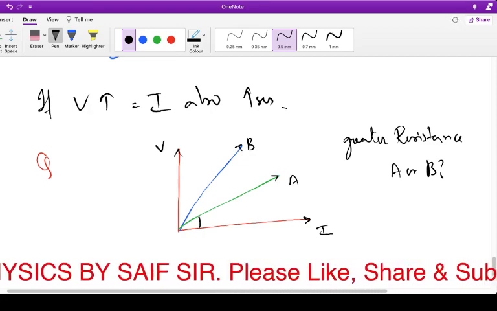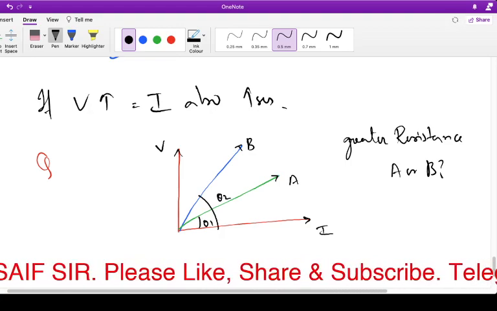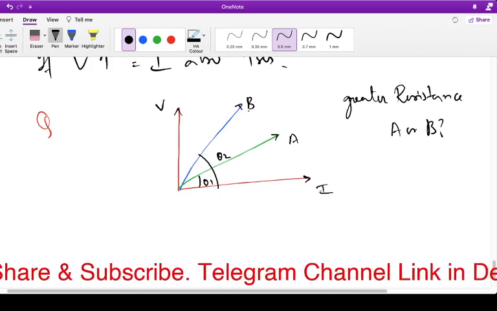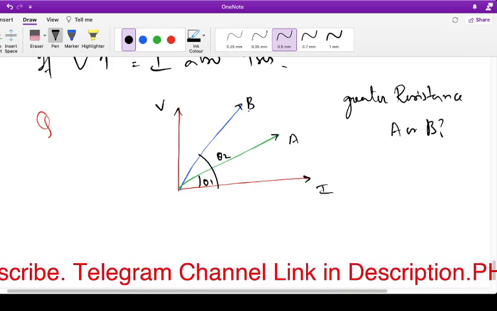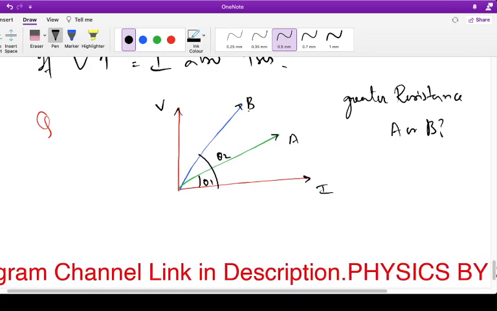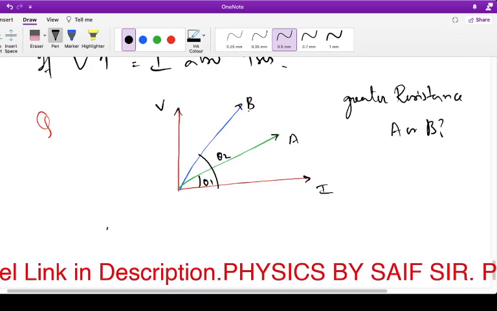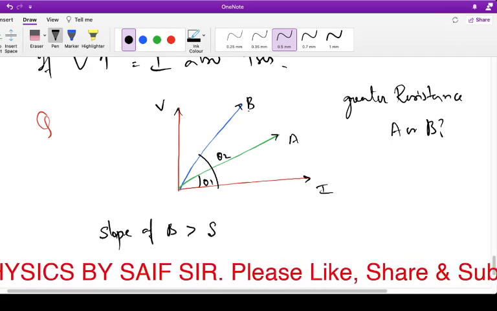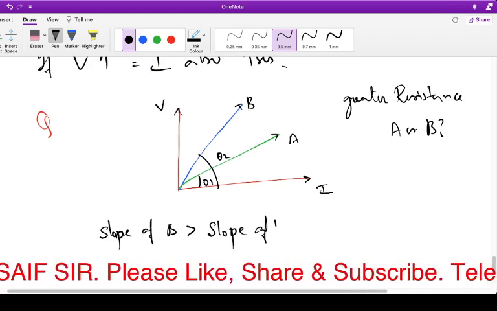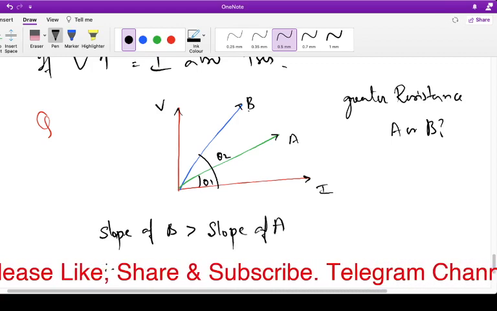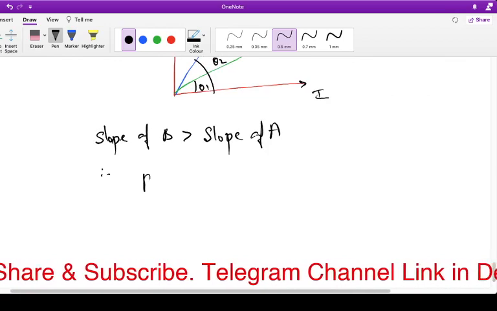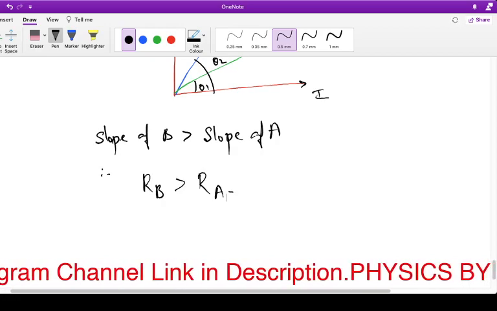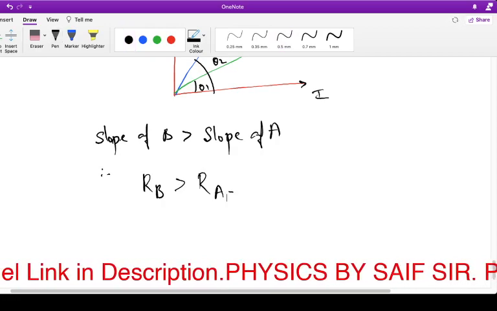Now you can estimate the angle. This is theta 1 and this is theta 2. With this we can say that the slope of B is greater than the slope of A. The slope of theta 2 is greater than the slope of theta 1. So therefore the slope of B is greater than the slope of A. That's why RB is greater than RA. With this you can easily say who has greater resistance.